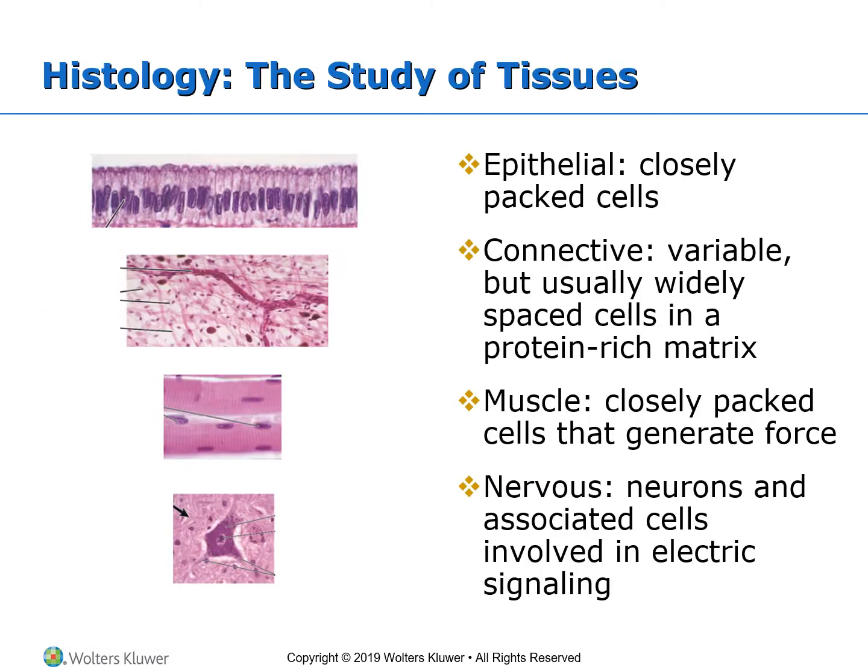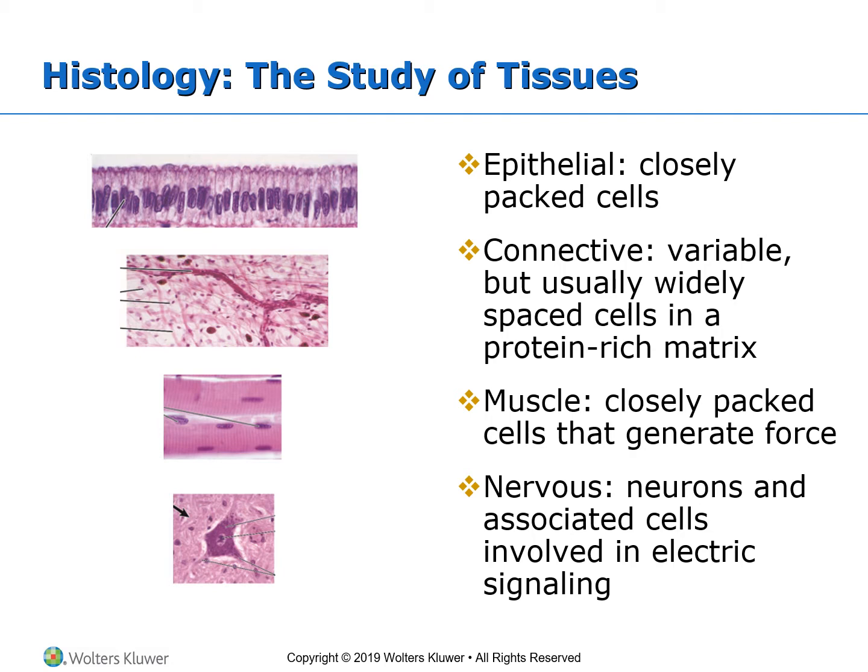And now let's look into how we discuss and how we describe tissues. The science, the study of tissues, is known as histology. And usually the tissues are those groups of cells that are similar in structure, and they are arranged in a characteristic pattern and specialized to perform a specific task.